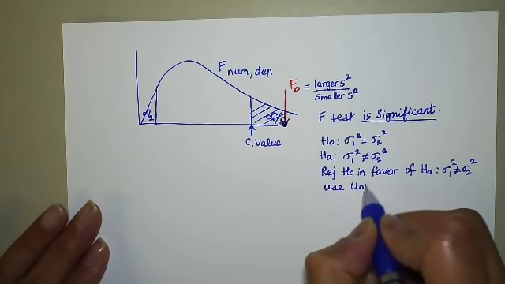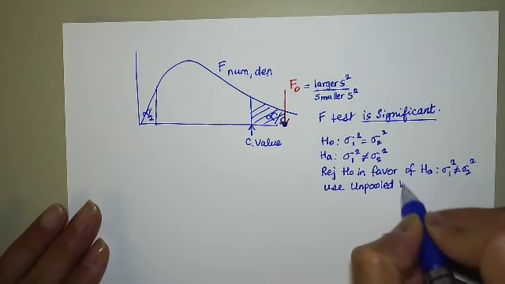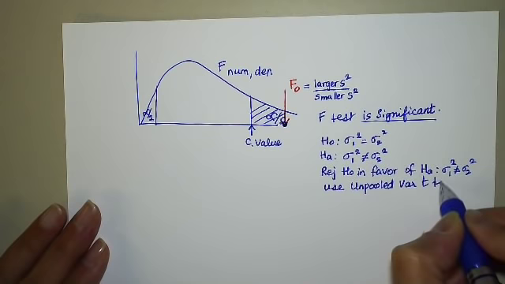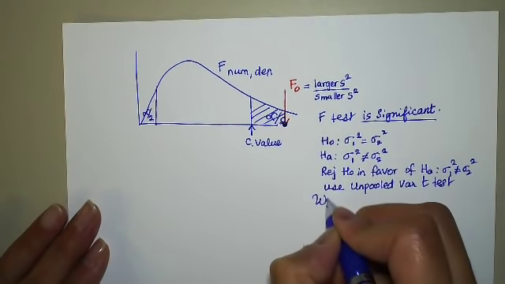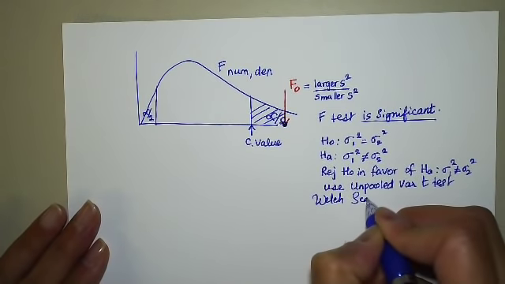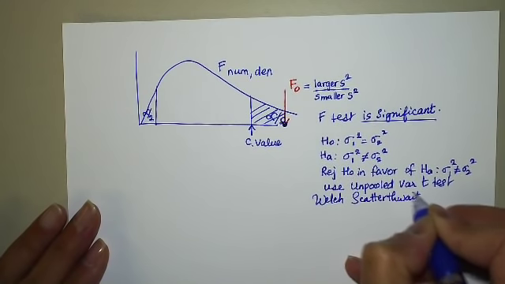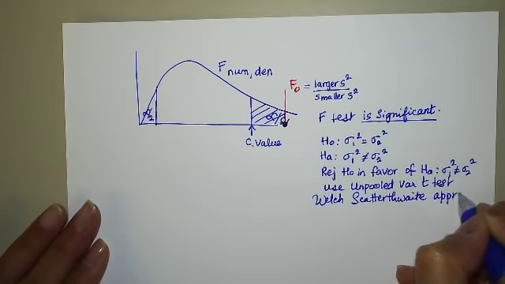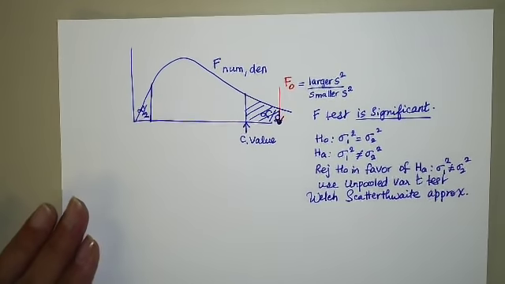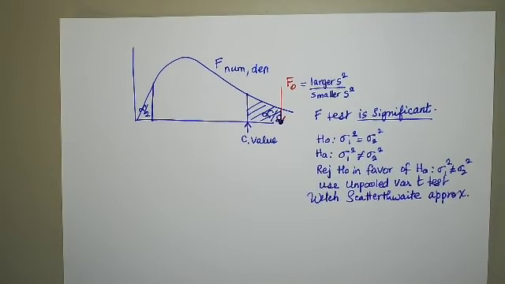Therefore, use the unpooled variance T-test, otherwise known as the Welch-Satterthwaite approximation. This one is actually easier than the pooled one.